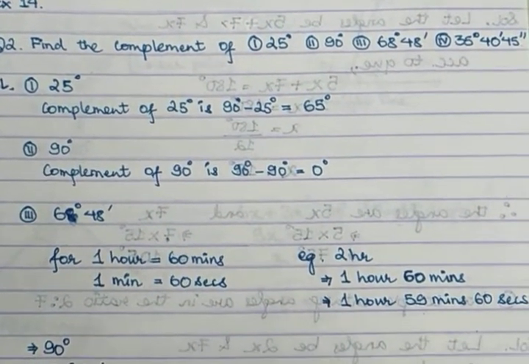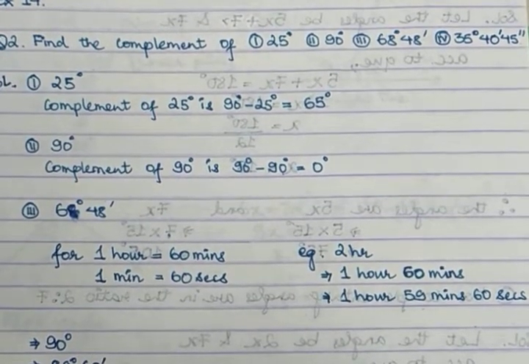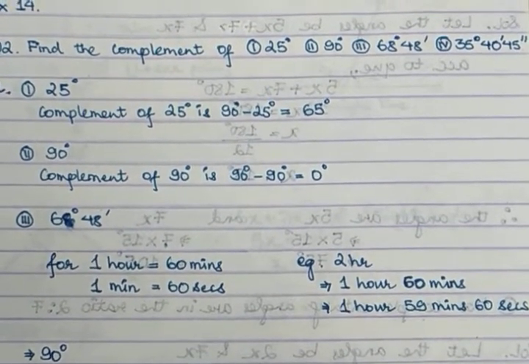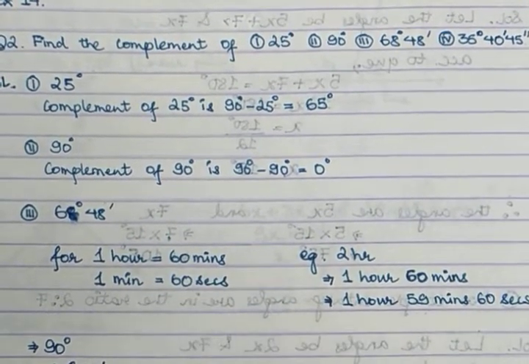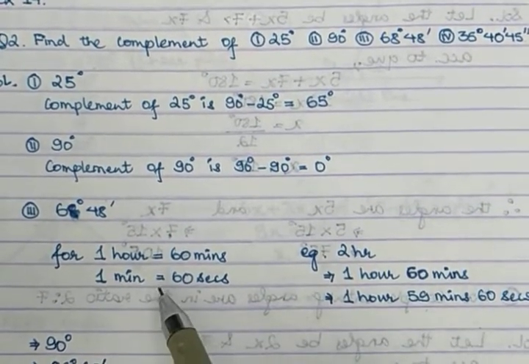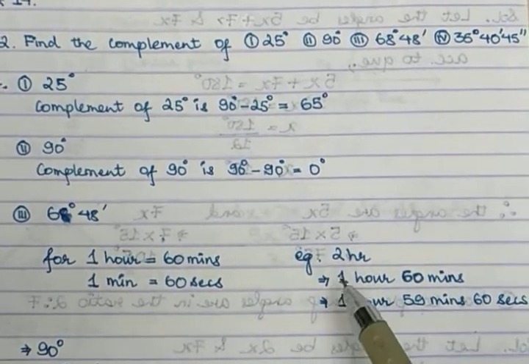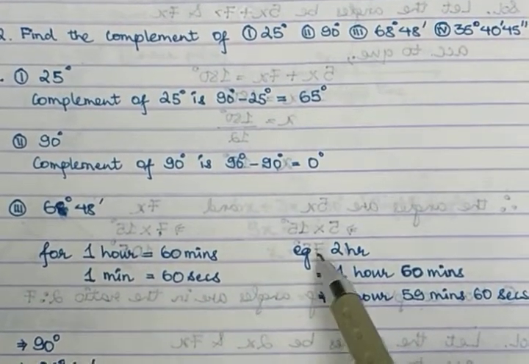This is general basic knowledge on how you read your watch: 1 hour equals 60 minutes and 1 minute equals 60 seconds. Similarly, see, for 2 hours, why I have given you this example is that I want to show you something about this one.